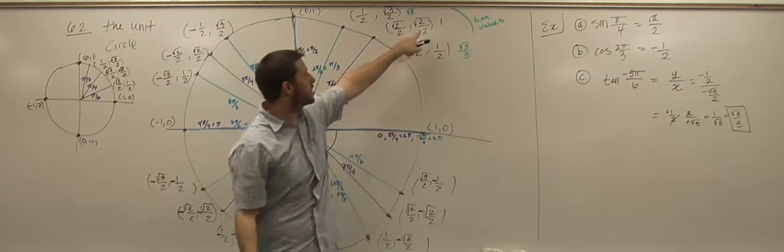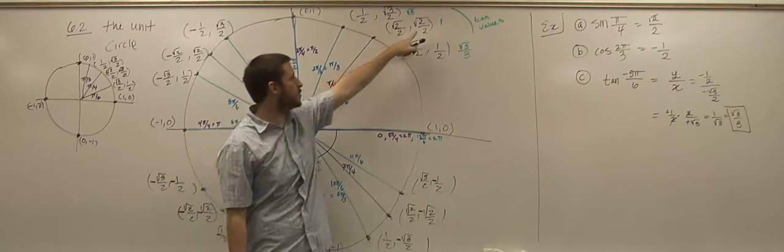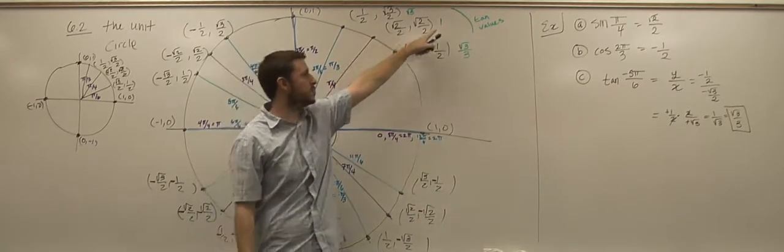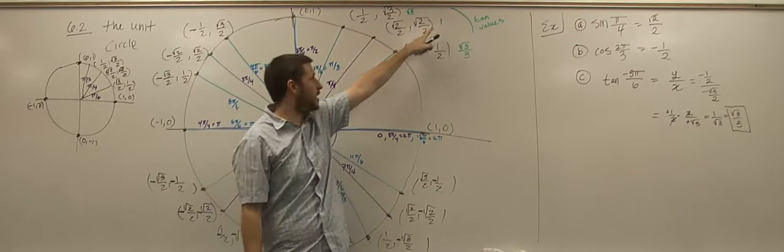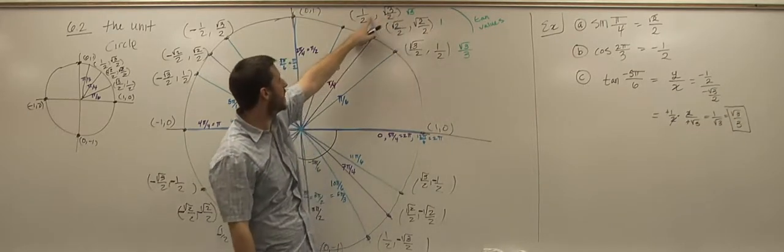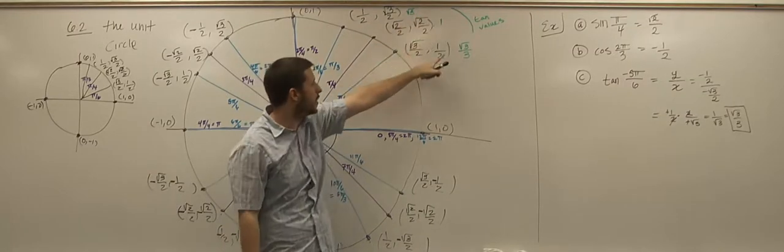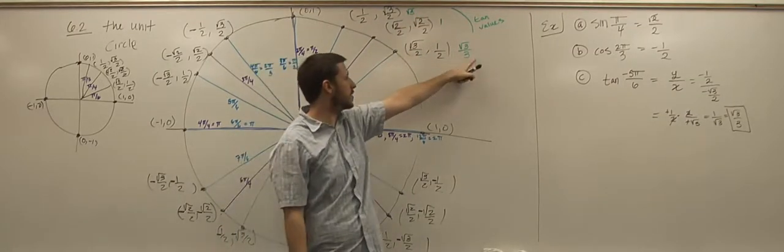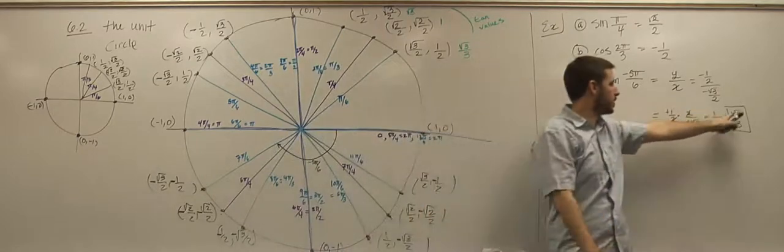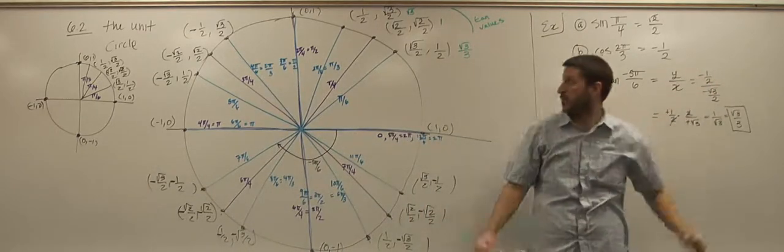So you could always get those by doing y over x. If you did root 2 over 2 divided by root 2 over 2, you'll get 1. If you did root 3 over 2 divided by 1/2, when you flip and multiply, you'll get root 3. And if you do 1/2 divided by root 3 over 2, you'll get root 3 over 3, like you'll get over here, except the negative.